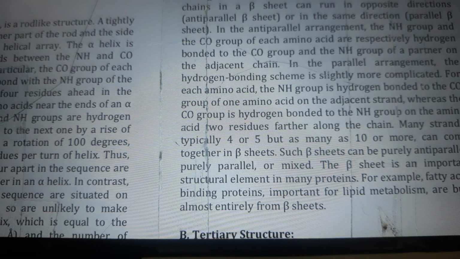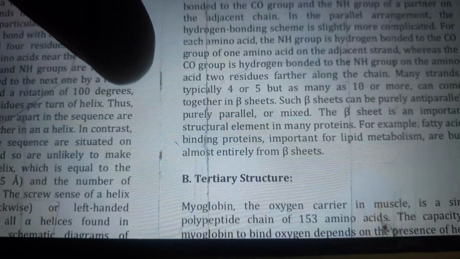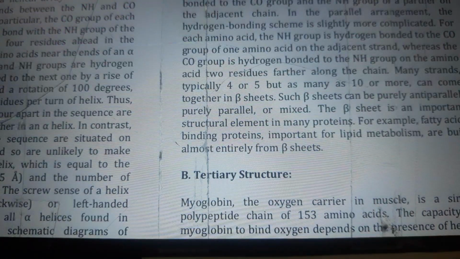Adjacent chains in a beta sheet can run in opposite directions, antiparallel beta sheet, or in the same direction, parallel beta sheet. In the antiparallel arrangement, the NH group and the CO group of each amino acid are respectively hydrogen bonded to the CO group and the NH group of a partner on the adjacent chain. In the parallel arrangement, the hydrogen bonding scheme is slightly more complicated.